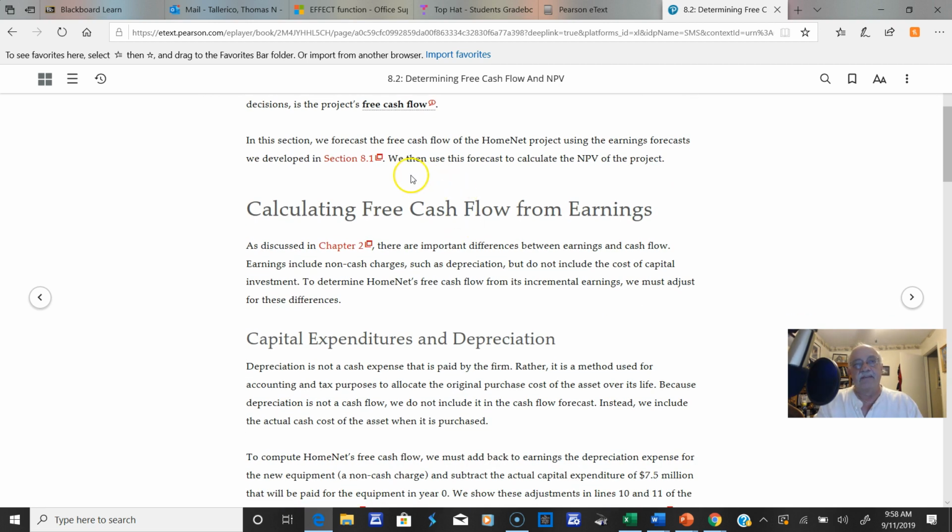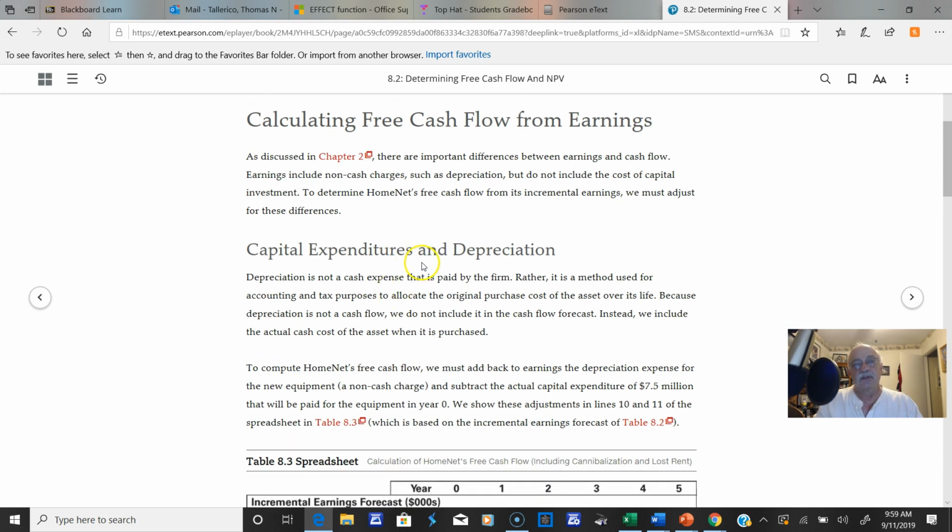All right, so basically in this section, we forecast free cash flow of this company called HomeNet. They're doing a project, and they want to determine what the forecasted free cash flow will be from this project. And they're going to forecast the earnings, and we'll go from there. So let's just go through this.